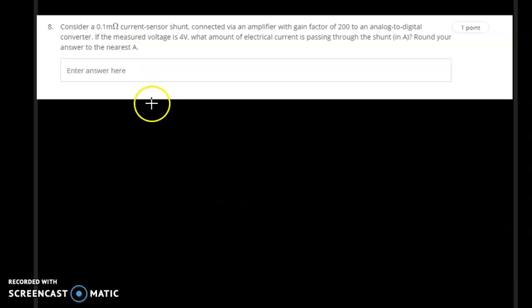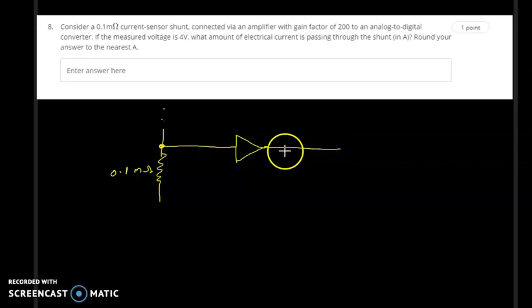In this circuit, consider a 0.1 milliohm current sensor shunt connected through an amplifier with a gain factor of 200 to an analog to digital converter. If you see, there is a shunt resistor, with some elements before it, and the value of this shunt resistance is 0.1 milliohm, from which a voltage is sensed and fed to the analog to digital converter after an amplification of 200.